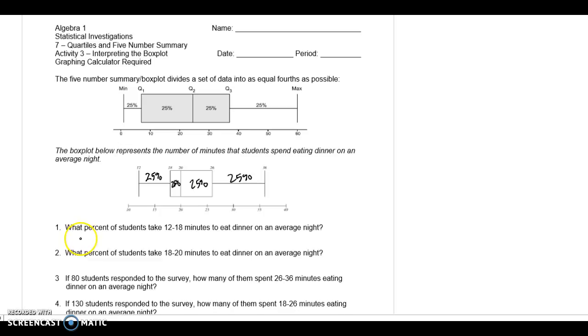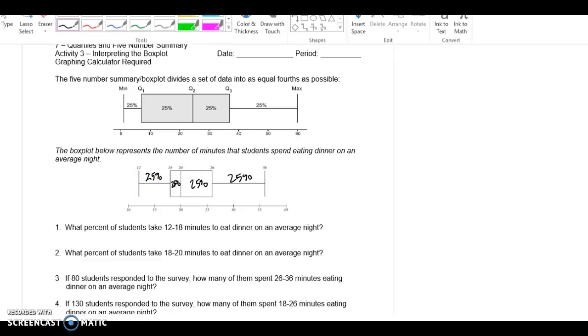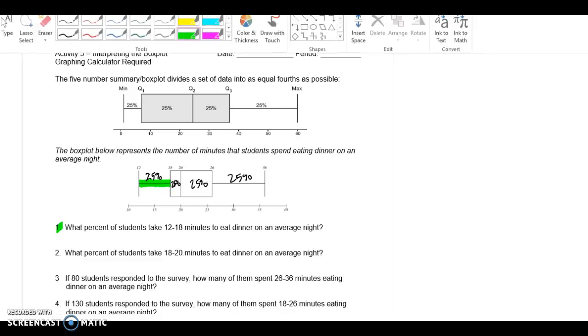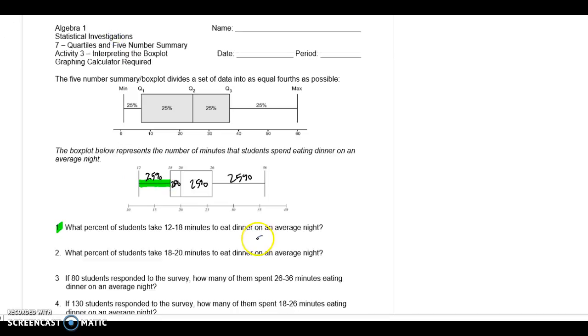So on this problem here, we're looking at the box plot below represents the number of minutes that students spend eating dinner on an average night. Question 1 says, what percent of students take between 12 and 18 minutes to eat dinner? Well, between 12 and 18, and I'm going to highlight this, that's that chunk right there. So that's one piece of that box plot. So then that would be 25%.